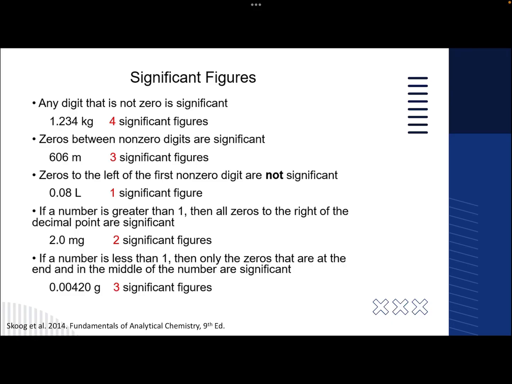So again, any digit that is non-zero is significant. Zeros between non-zeros are significant. Leading zeros are not significant. Zeros after the decimal point are significant. Trailing zeros are significant if there is a decimal point, but if there is none, they are not significant.